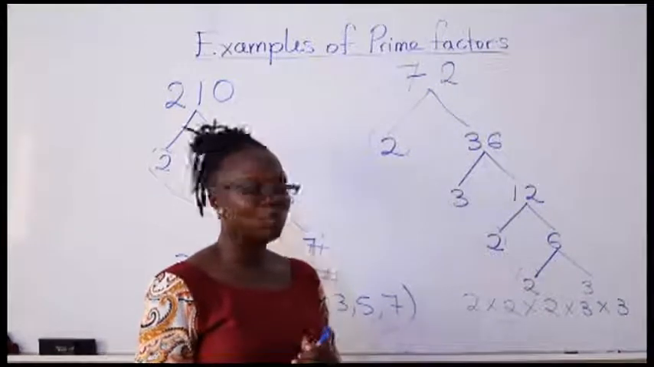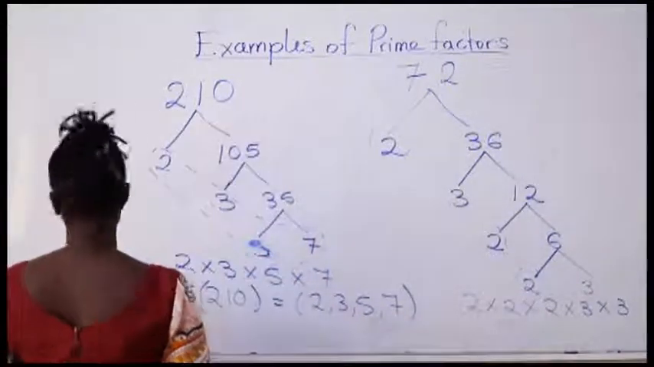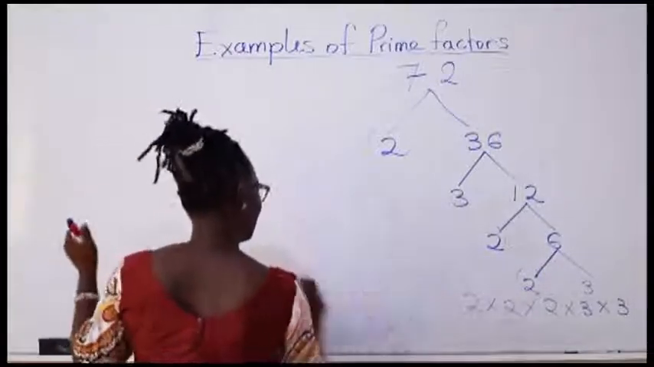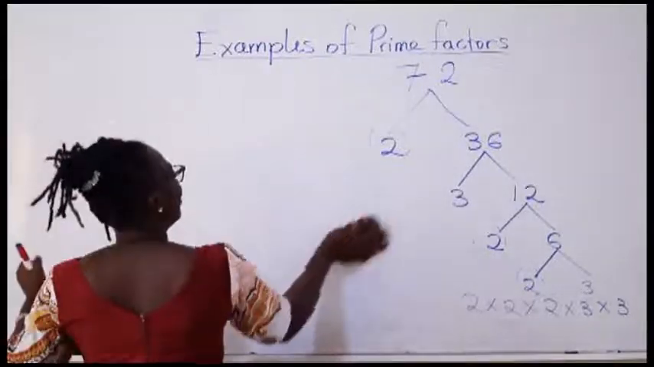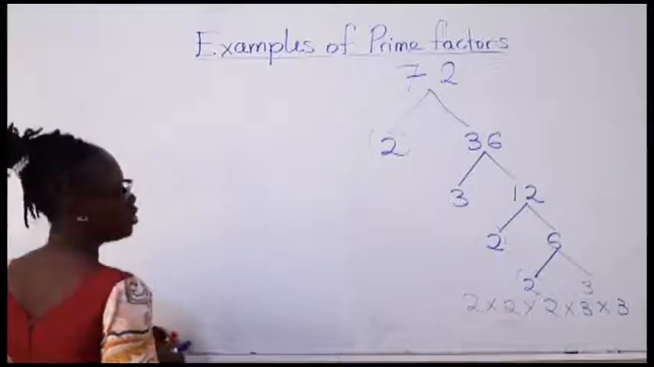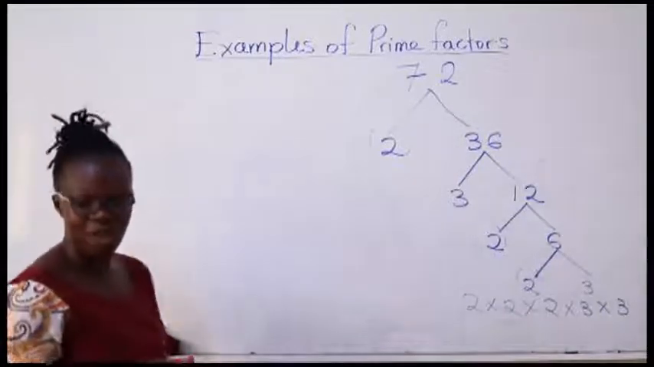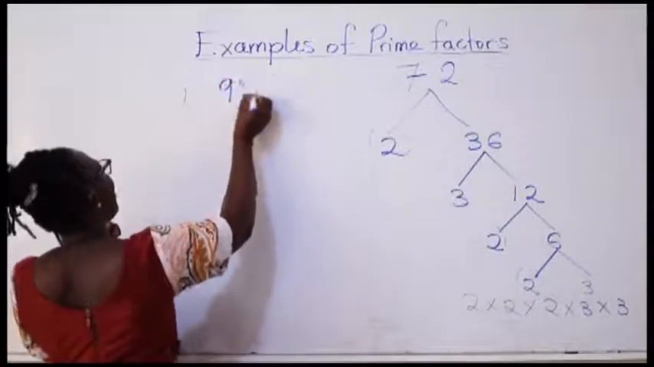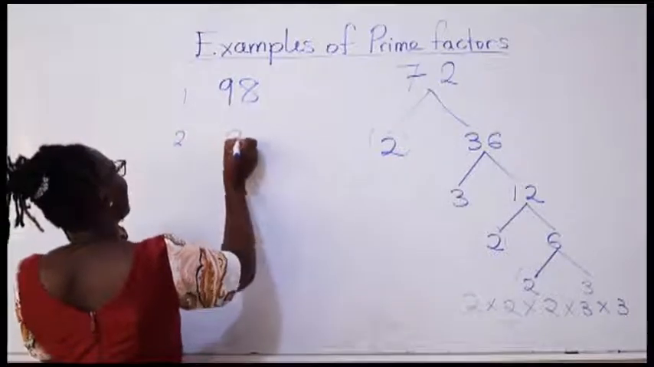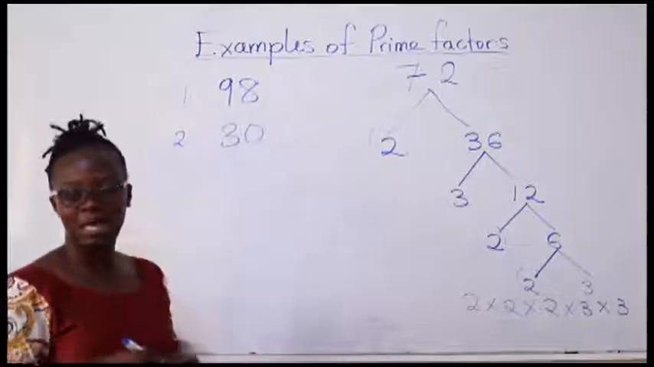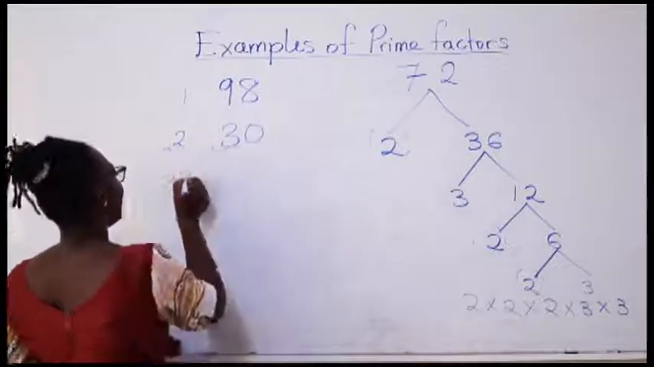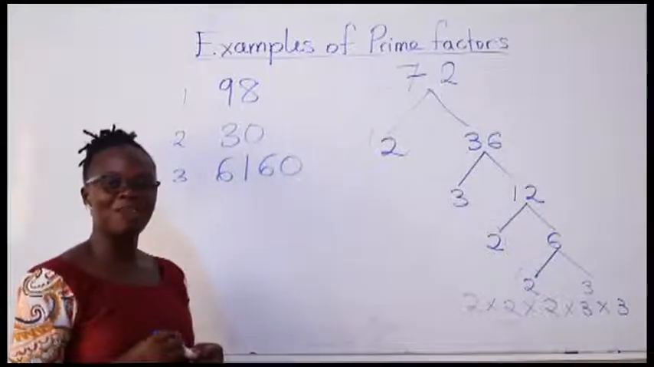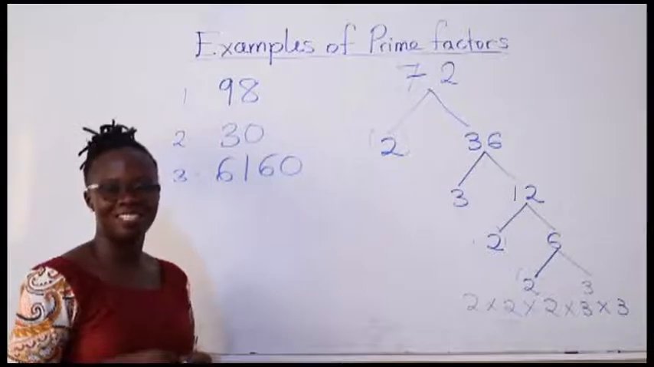So I urge you to work on more examples. I'm going to give you these to try, and I wait to receive your results in the comment section. Why don't you try 98, and 130? Try these basic examples. Then let me add a third one, 6,160. Kindly give your results in the comment section.